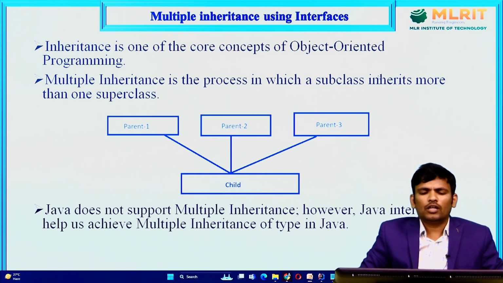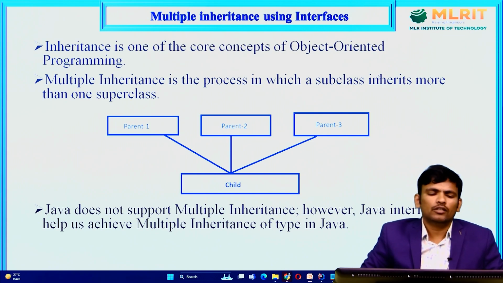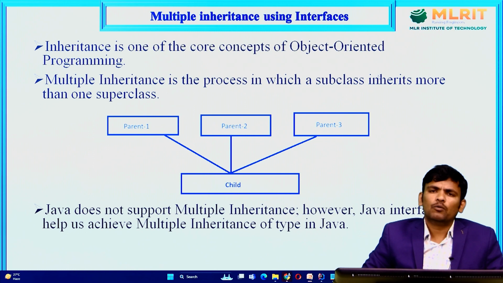Coming to the inheritance concept, what is inheritance? As we know, in object oriented programming, inheritance is one of the basic principles. Inheritance means acquiring the properties from the parent class to the child class. Now in inheritance we have the multiple inheritance concept. Multiple inheritance is deriving a single child from multiple parent classes.